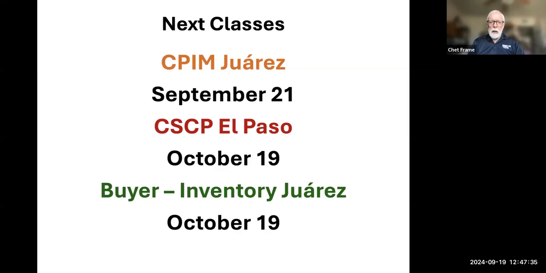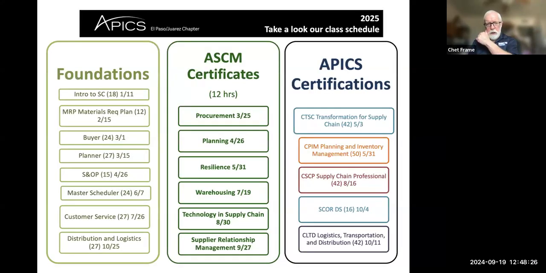The next classes coming up: September 21st, which is like 2 days, like Saturday, there'll be the start of a CPIM, Certified in Planning and Inventory Management, in Juarez in Spanish. On October 19th, we will have the CSCP, Certified Supply Chain Professional. That'll be in El Paso in English. There may be a hybrid, but we're still negotiating. And on October 19th in Juarez, there'll be a presentation on buyer and inventory, and that will be in Spanish as well. We have these classes coming.